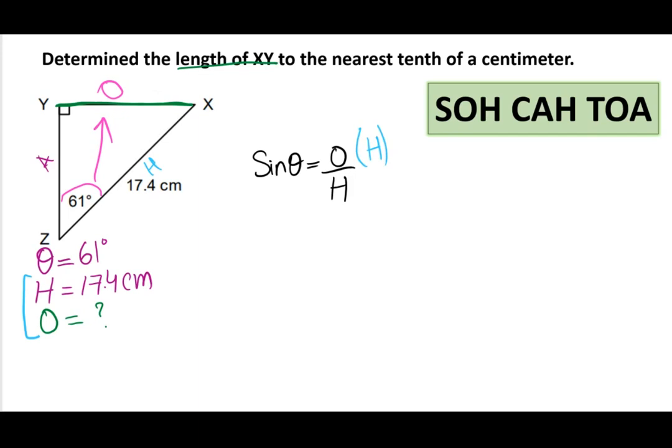What we do to the one side, we do to the other side. So let's multiply hypotenuse on the other side as well. This and this cancel each other out. We are left with opposite equals hypotenuse multiplied by sine of theta. Okay, so let's plug in the numbers and calculate.